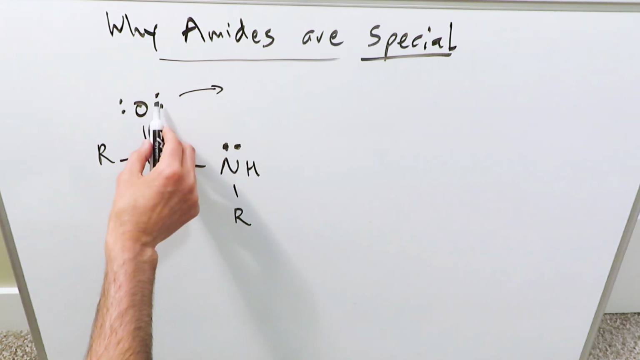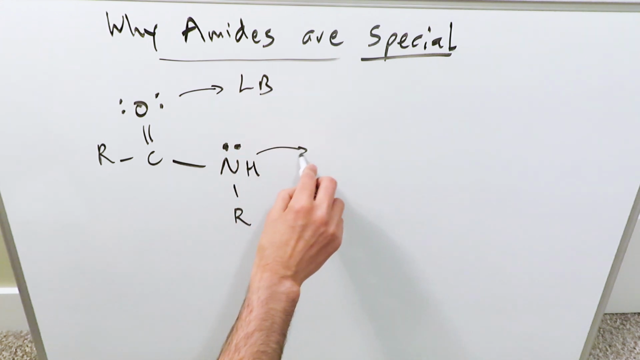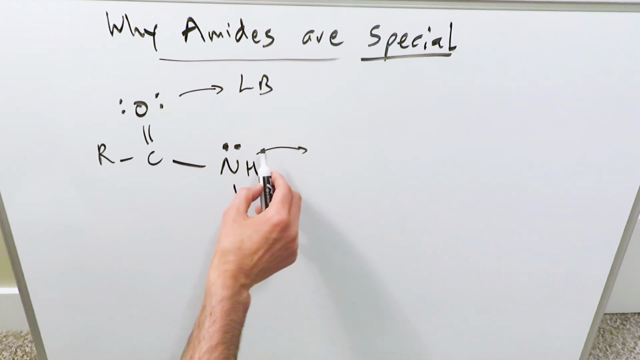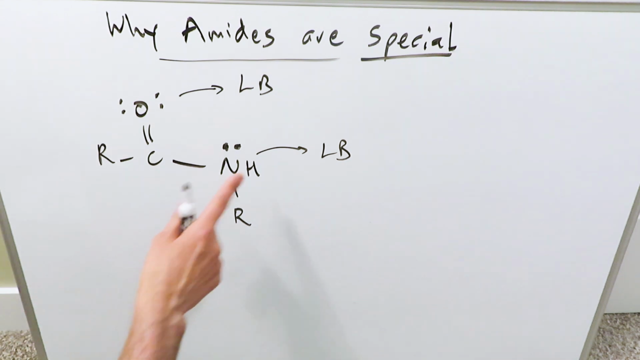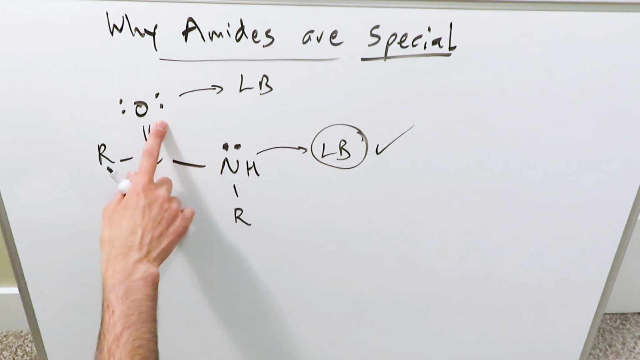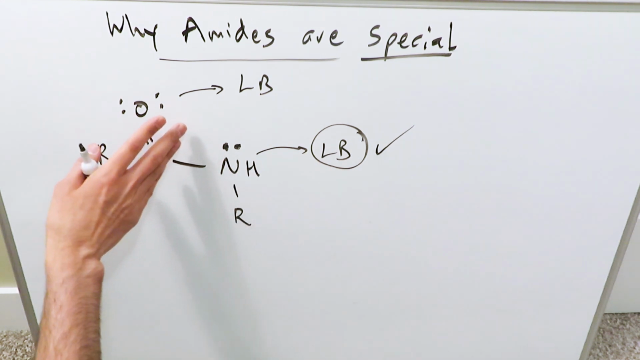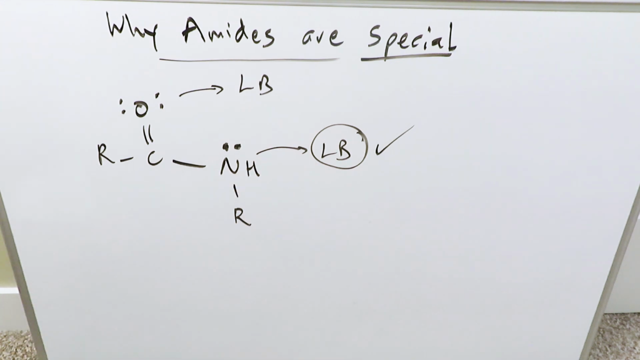It has the potential to donate its lone pair of electrons, so it's a Lewis base. This nitrogen has the potential to donate its lone pair of electrons. It is a Lewis base. But from both of these, the nitrogen has a greater tendency to be a Lewis base, so it will always act as a Lewis base in favor over an oxygen. Oxygen will take the back seat, nitrogen will take the front seat, and will always act as a Lewis base in this type of compound.